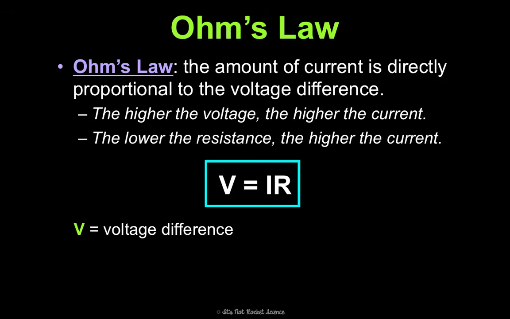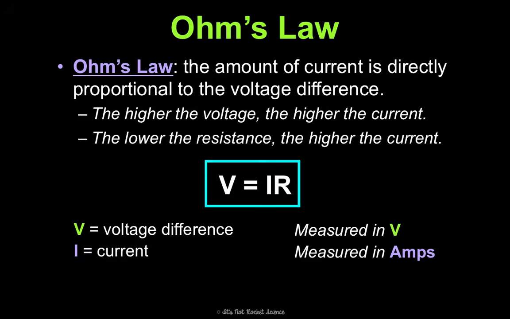So V is voltage difference, and it's measured in volts. I is your current, and it is measured in amperes or amps. And then remember, R is your resistance, and it is measured in ohms.